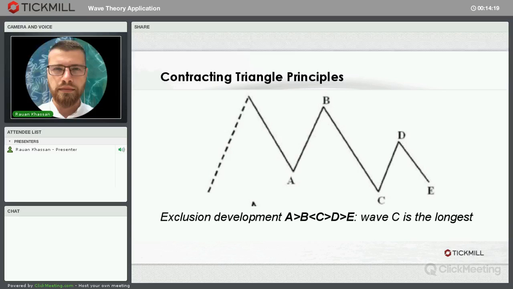Another exclusion development is wave C, which should be the longest. It's clearly depicted on the line scheme, which is depicted at the moment. So the main difference is that the longest wave is not initial, but the third one. It's marked up with C letter, but it doesn't change the main principle of a symmetrical triangle.